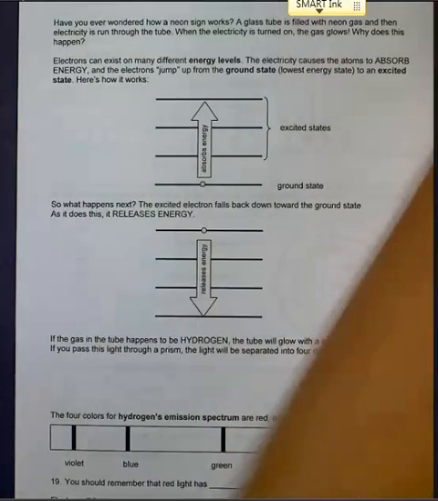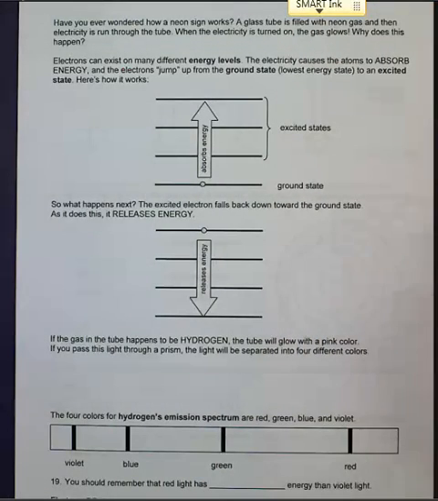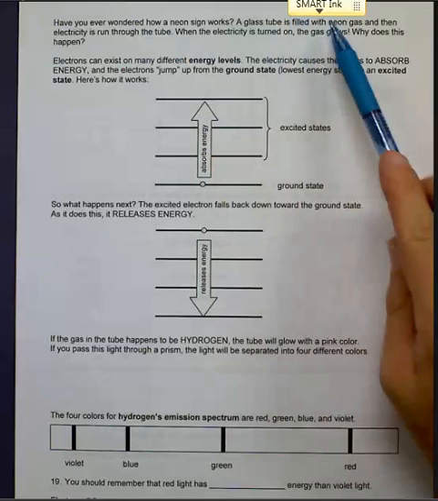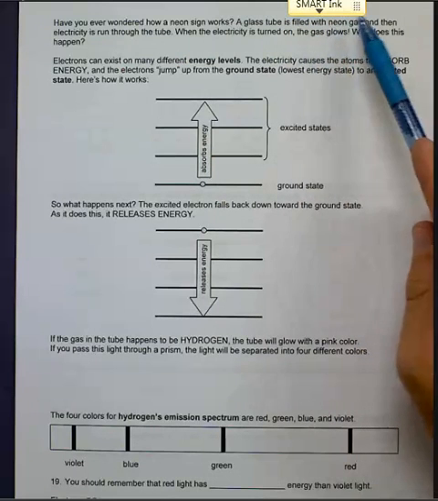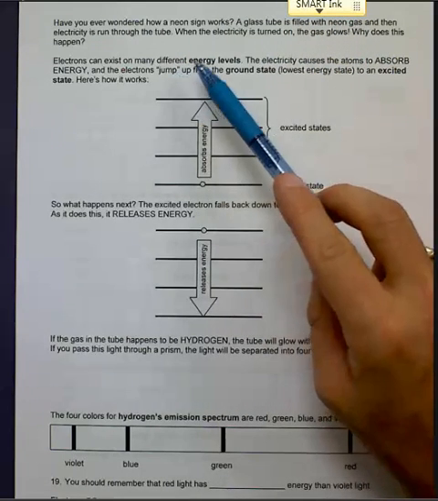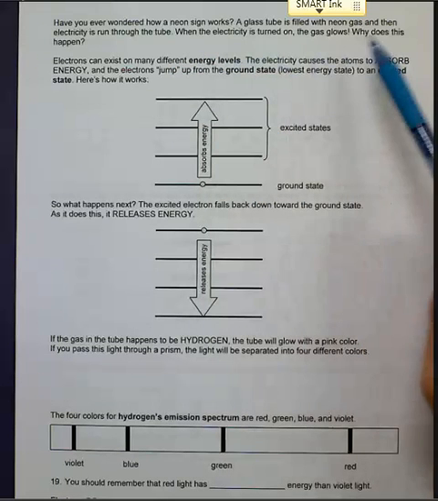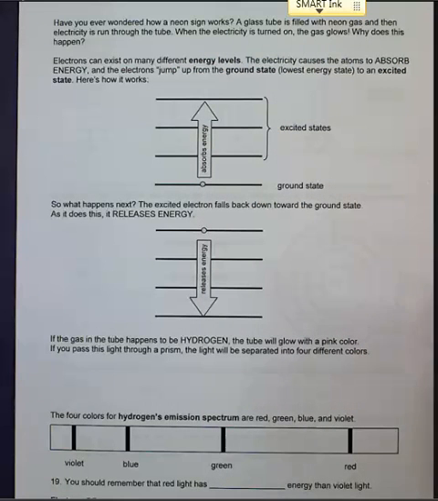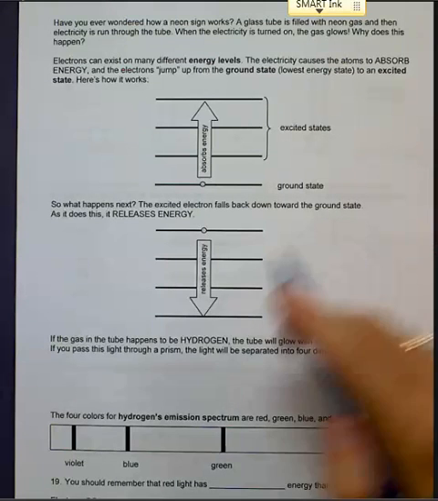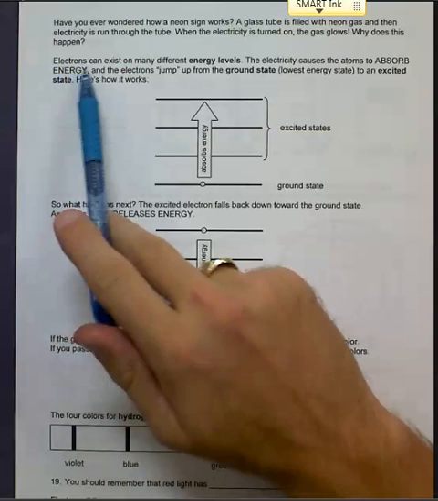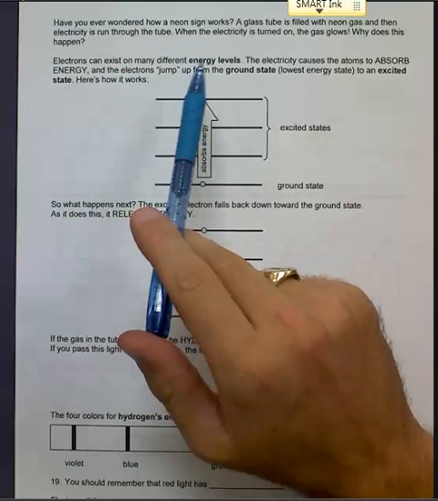So I know we're now talking about light and all that. We're supposed to be talking about electrons. Well, here's how it works. You get a neon sign, fill a glass tube with neon gas, and then you run electricity through that tube. When the electricity is turned on, the gas glows. Why? So the deal is, electrons exist on different energy levels.